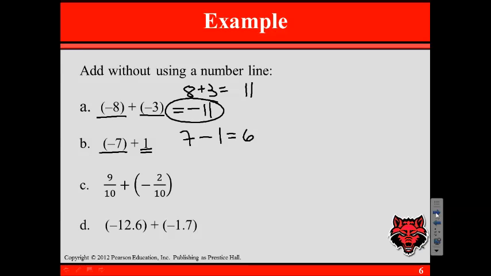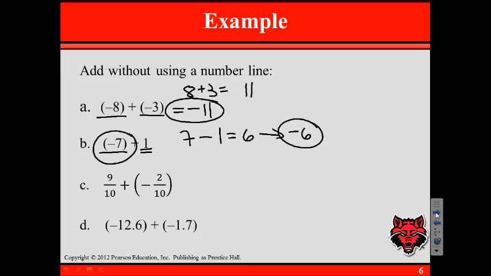Once we find the difference of the absolute values, we assign the answer the same sign as the larger magnitude from the original two numbers. We had a -7 and a +1. -7 is further away from 0. Its absolute value is larger than +1. So our answer will be a negative number. We'll carry the sign of the larger value, or the larger absolute value. So the 6 will actually be a -6. -7 plus 1 is -6.